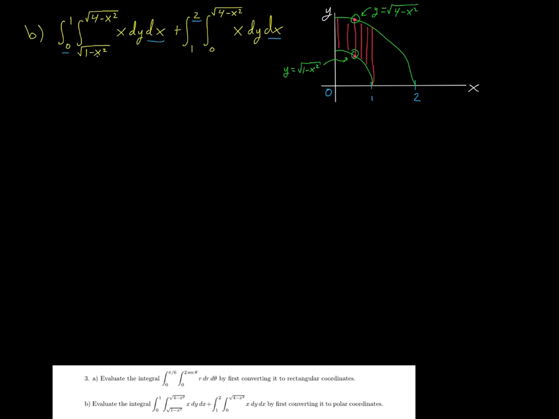All right, so we got this part, and then for the second part, pretty similar, but now we're going from 0 to the root of 4 minus x squared. So we're now going from the x-axis out to the root. So this is when y is 0, and this is when y is the root of 4 minus x squared. And we're going to stack these vertical strips as we let x go from 1 to 2.